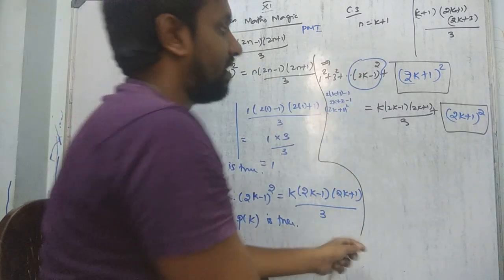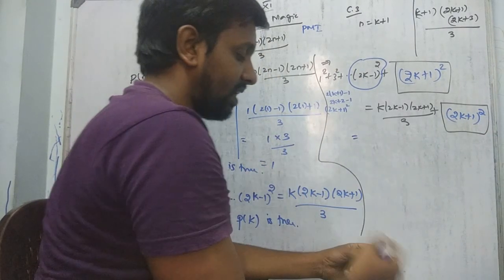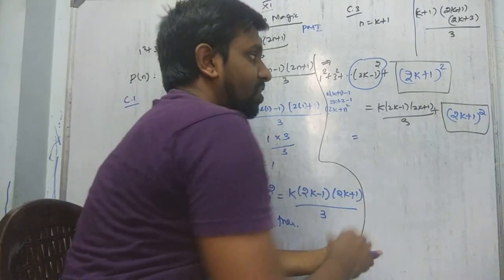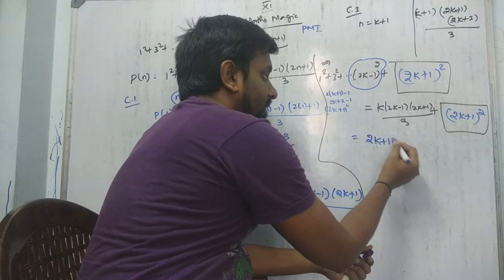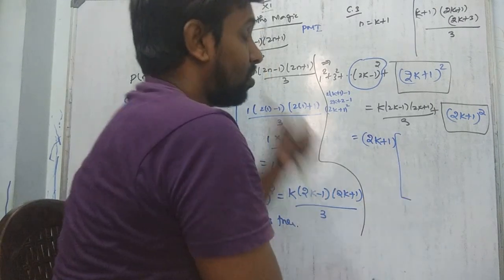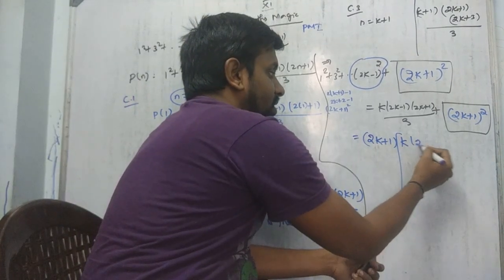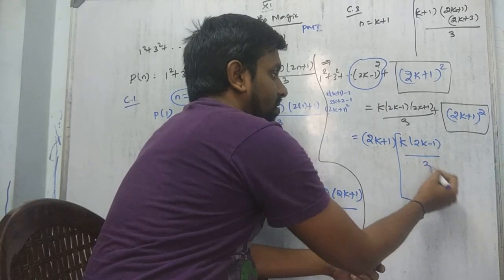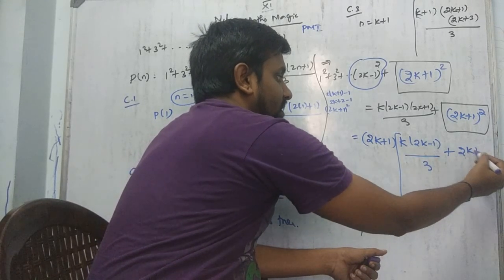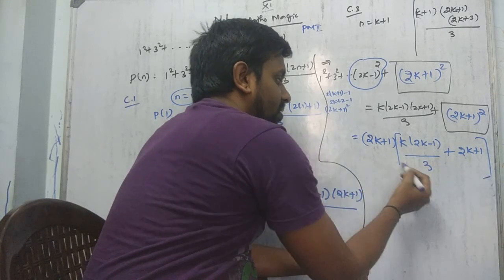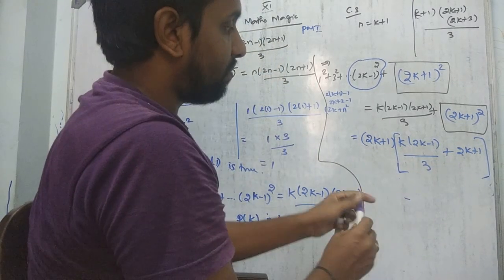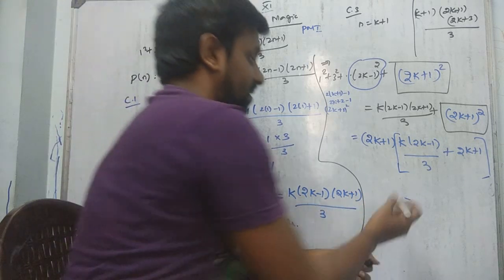Now don't worry about the left side. Try to take common on the right side. Immediately, no need to take LCM, just take common. So what common term do we have? 2k plus 1 is common. So what remains? k into 2k minus 1 upon 3, and here one 2k plus 1, because we took one term out of the whole square, right? So the remaining will be one term. Now take LCM and simplify and see if you get that answer.